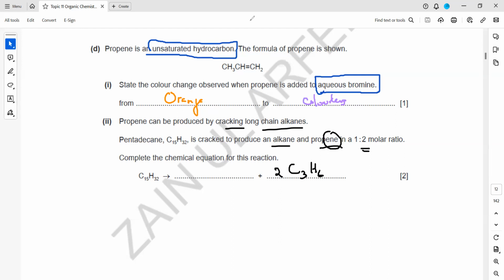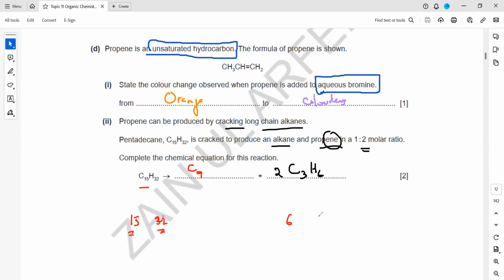Which alkane will be there? Just a simple way. Look, here we have 15 carbon atoms. Out of 15, 2 multiplied by 3, 6 are used here. So how many are we left with? Out of 15, if 6 are used, we are left with 9. So C9.